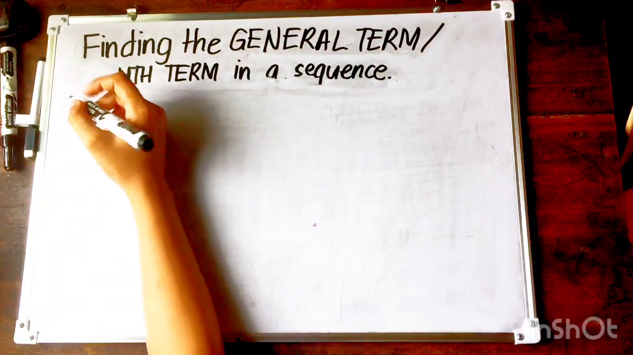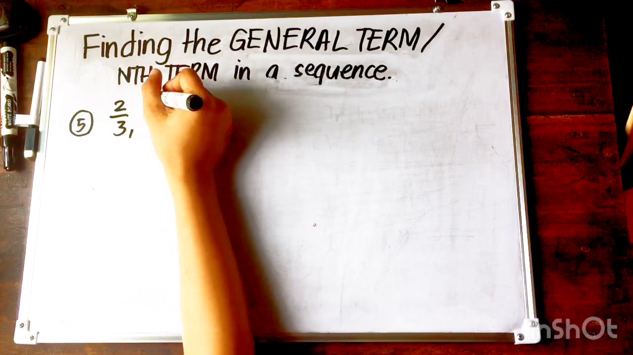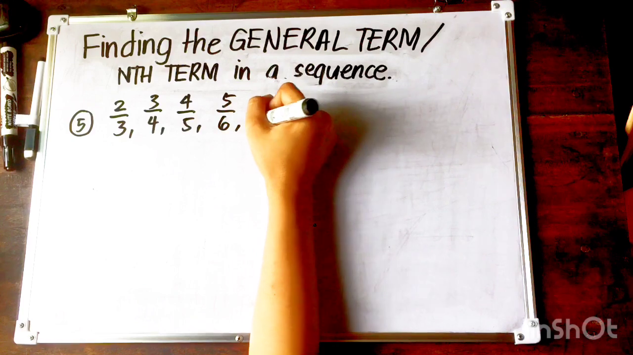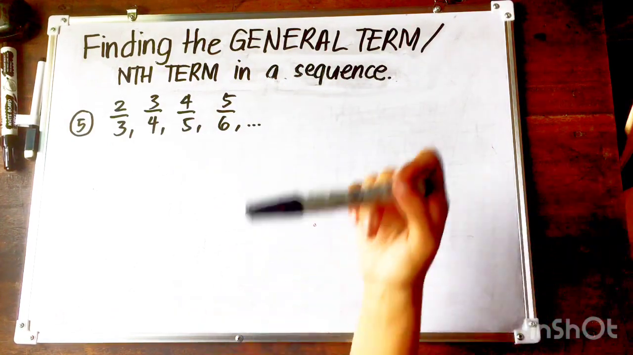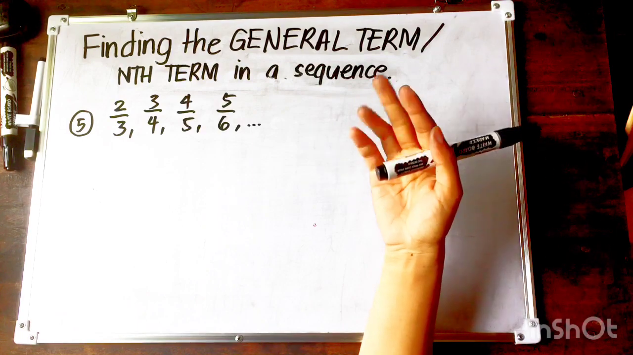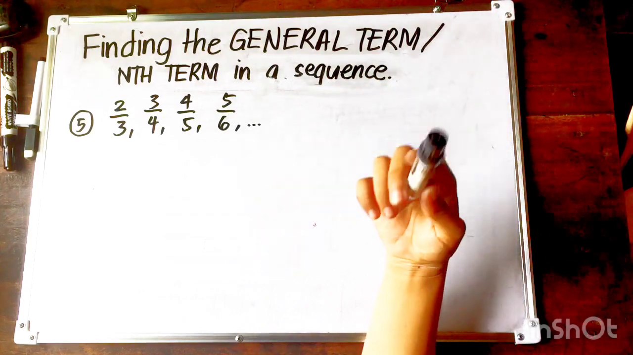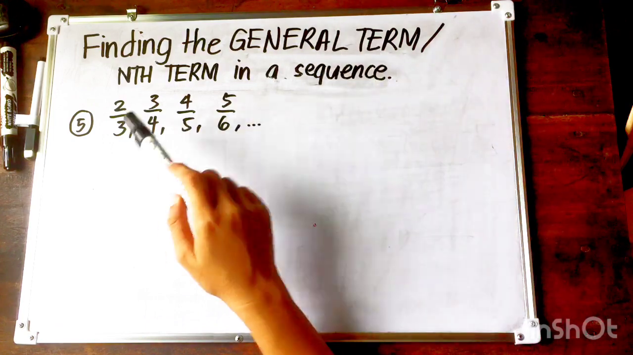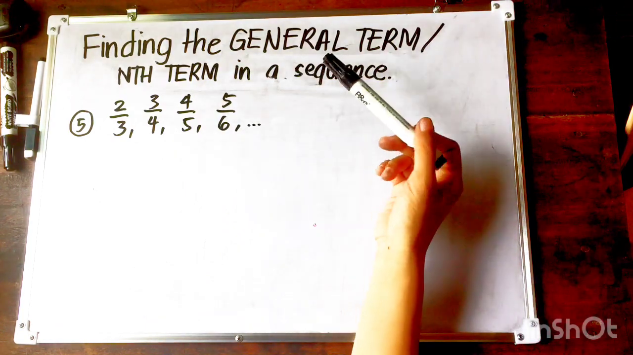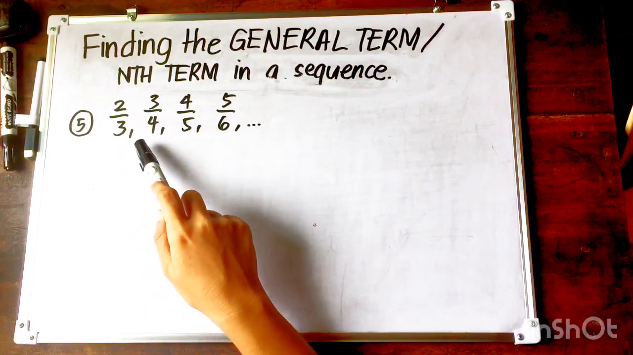Okay. So, let's have example number 5. Now, in this case, the given is 2/3, 3/4, 4/5, 5/6, and so on. Now, based on our previous examples, we were able to generate two formulas. The first one is applicable when we have a constant difference, while the second formula is applicable when we have a constant ratio. So, let us check if it is applicable to this pattern.